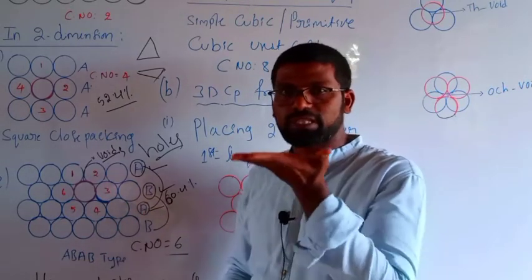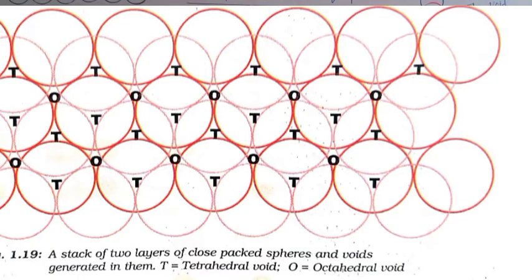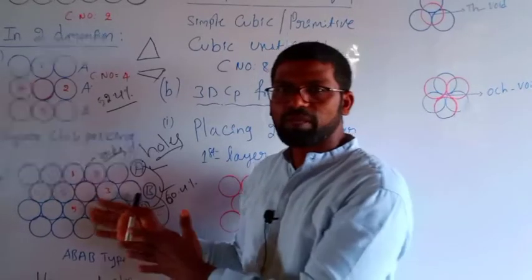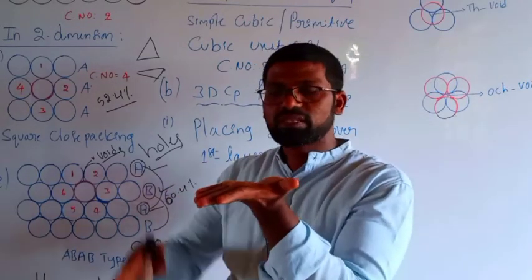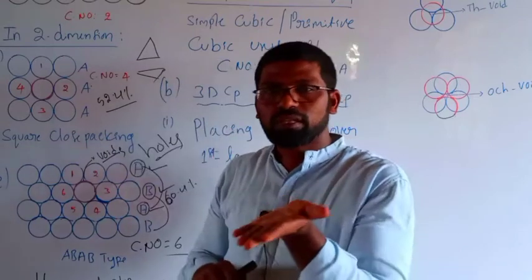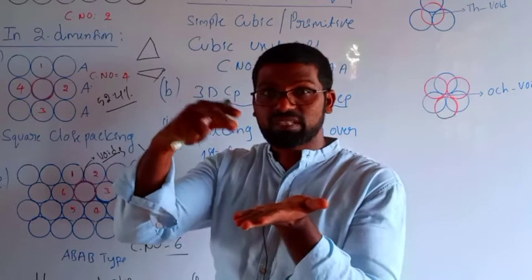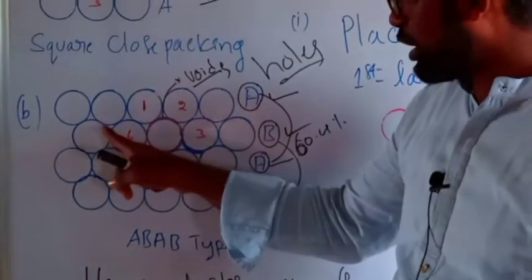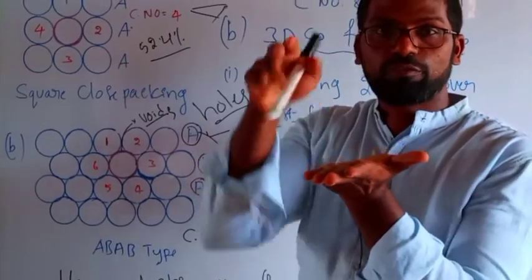Now let us take first layer. If we keep second layer over the first layer in such a way that the triangular voids of first layer are covered by the spheres of second layer. Let us consider some n number of this type of layers. When second layer is placed in the depressions of first layer, then some triangular voids of first layer are covered by the spheres of second layer.